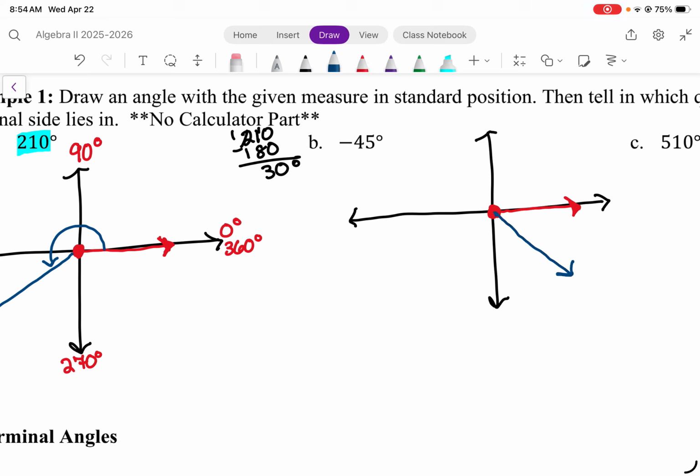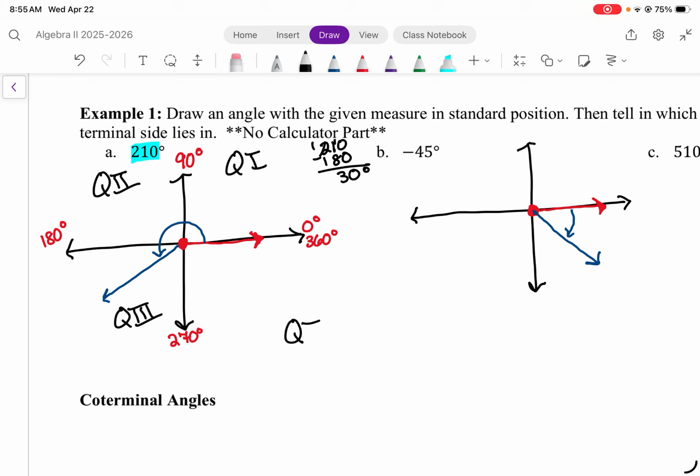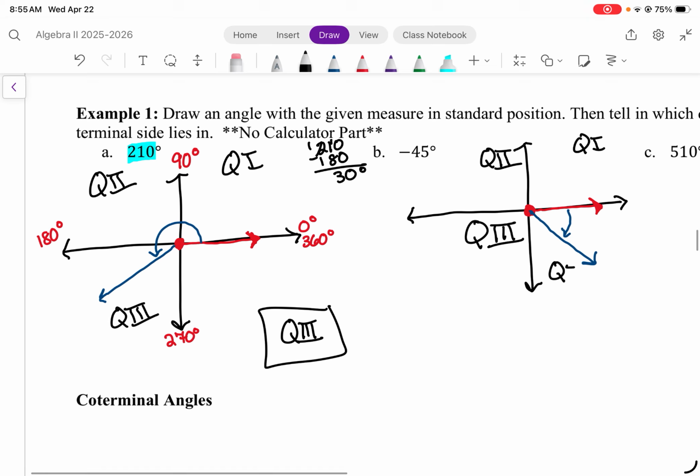And one thing I forgot to do is we're supposed to label what quadrant the terminal side ends in. So if we go back to example A, we have quadrant 1, quadrant 2, and then quadrant 3, and that's where the terminal side is. So our answer here would be quadrant 3. Then if we go to example 2, again, we have quadrant 1, quadrant 2, quadrant 3, and that leaves us with our fourth quadrant where our angle ends, and that's where the terminal side is, so that is our answer.